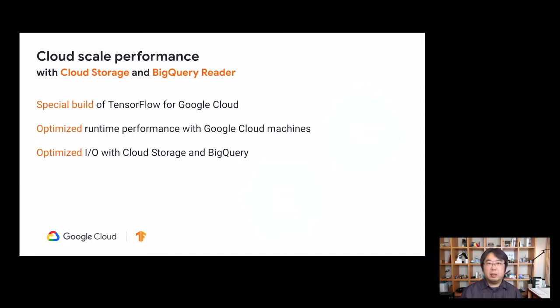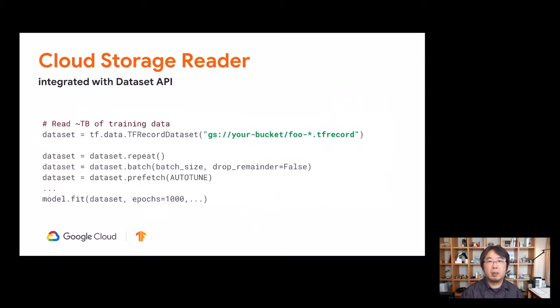With TensorFlow Enterprise, you can get optimal performance on the Google Cloud Storage and BigQuery Reader. For example, when you are reading training data from Google Cloud Storage, you don't have to change anything in the existing TensorFlow code. As you can see on this slide, you can keep using the usual tf.data dataset API with TensorFlow. The only difference is that you specify the gs:// URI for downloading data from Google Cloud Storage, so that the TensorFlow Enterprise binary can detect that and try to get the highest performance for reading the training data from Google Cloud Storage into the TensorFlow training runtime.